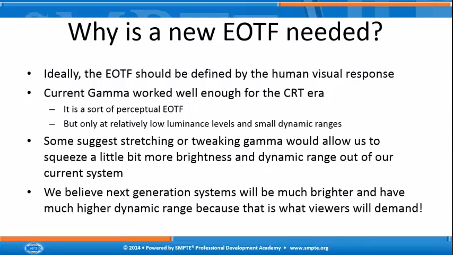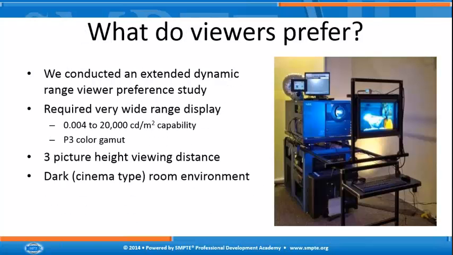Now, some have suggested we could just stretch or tweak the gamma function a bit to let us squeeze a little bit more brightness and dynamic range now that our display devices can handle it, but we believe next generation systems are going to be much brighter and have much higher dynamic range. And we believe that because we think viewers will demand it. So why do we think that?